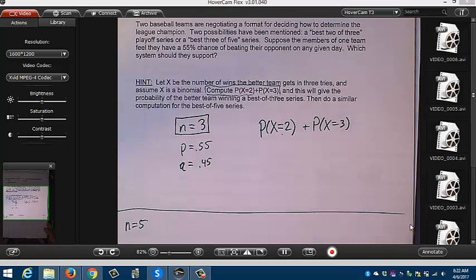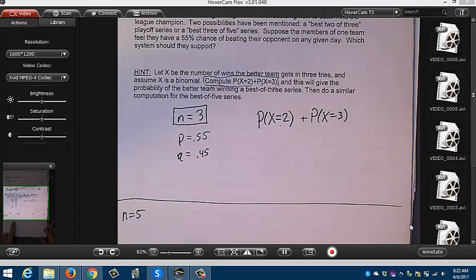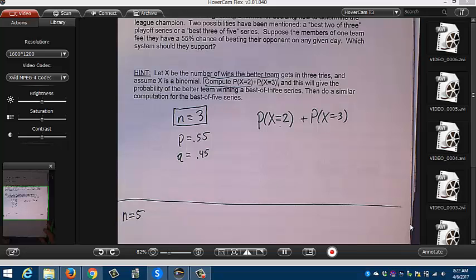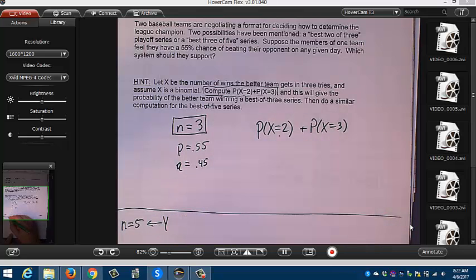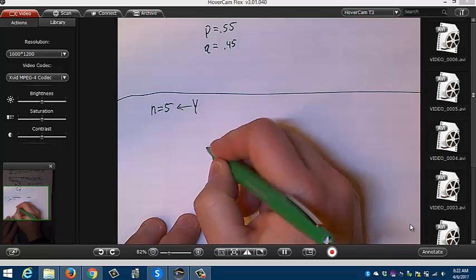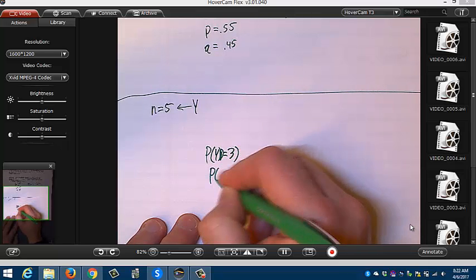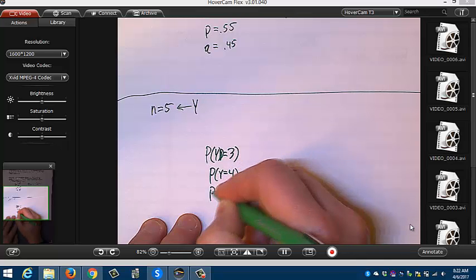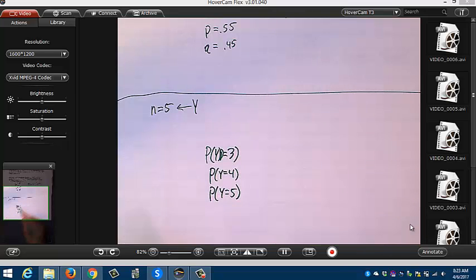Then you guys will do the problem again. How would you do the computation for n equals 5? Let's say I'll use y for the n equals 5 case, just to be different. Let's compute the probability that y equals 3, the probability that y equals 4, and the probability that y equals 5. That's all the different ways that you can win a series of 5 games. You have to win the majority of the games. You guys with me?